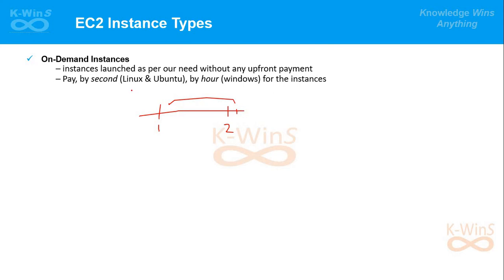So if we have hosted our EC2 instance with Linux operating system or Ubuntu, we will be paying per second, that is on a 60-second basis. So we will be paying for 65 minutes. Whereas if we have hosted our EC2 instance with a Windows based operating system, then we need to pay for 2 hours. Why? Because for Windows the billing is based on hour and not based on seconds.